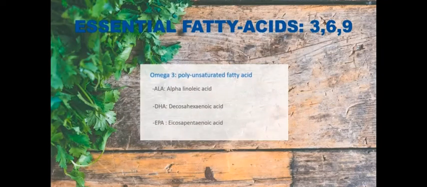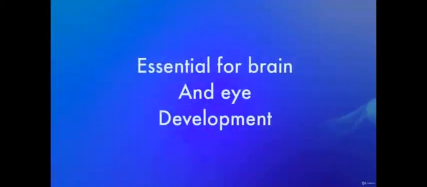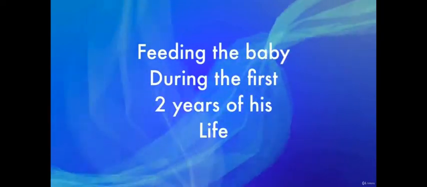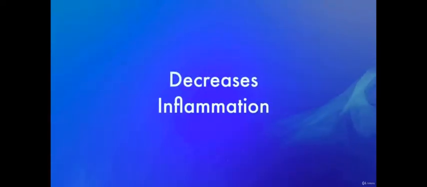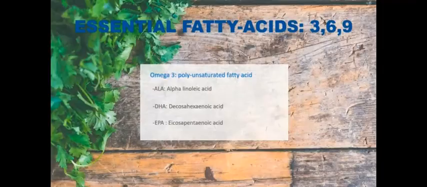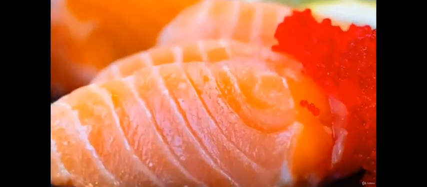The first, omega-3 or polyunsaturated fatty acid. We find alpha-linolenic acid, docosahexaenoic acid, and eicosapentaenoic acid. When it comes to role or benefits, omega-3 is essential for brain and eye development, essential for the last 3 months of pregnancy and feeding the baby during the first 2 years of life. It decreases inflammation, decreases risk of heart disease, and decreases risk of chronic disease. When it comes to source, omega-3 is found in fish, salmon, tuna, seafood, nut oil, and some plants.